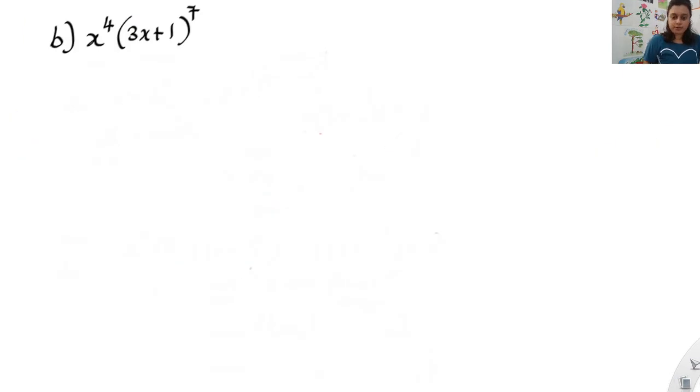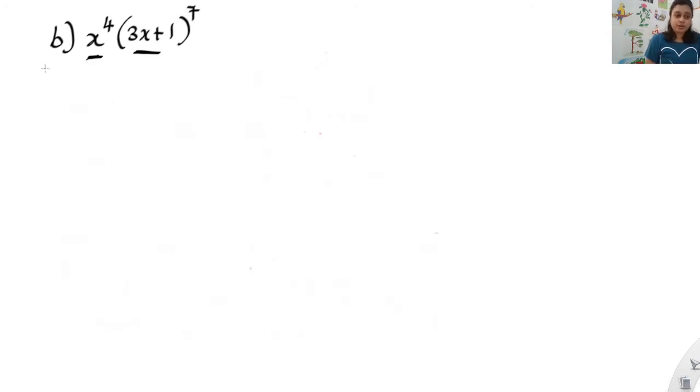So now we continue with question B. If you look at the question again, you have x over here, and then you have x inside the bracket also. So outside and inside got x. So we are going to use product rule.